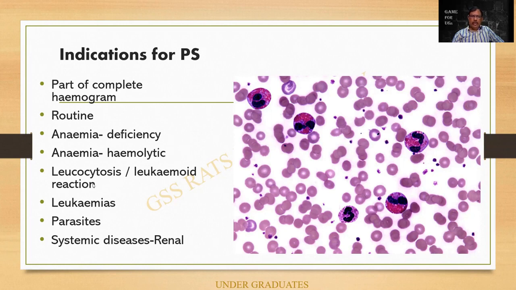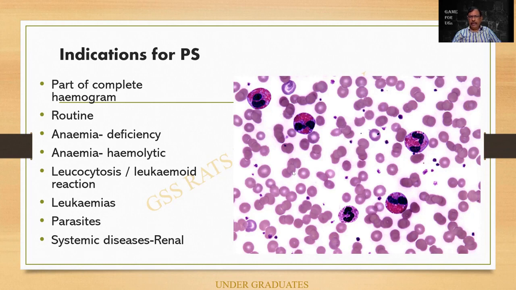Leukocytosis or a leukemoid reaction. Whenever there is an increase in the cells, it is being asked. Leukemias. This will not be kept as a smear, but then you cannot say the examiner should not ask us. We should know something about the basic types of leukemias. What are the parasites that can be seen in the peripheral blood? And what change can we see in the systemic diseases, such as renal?